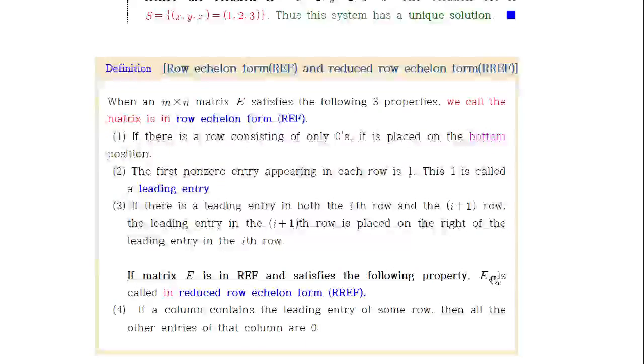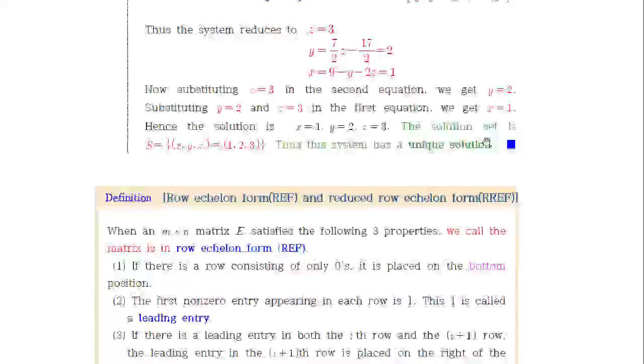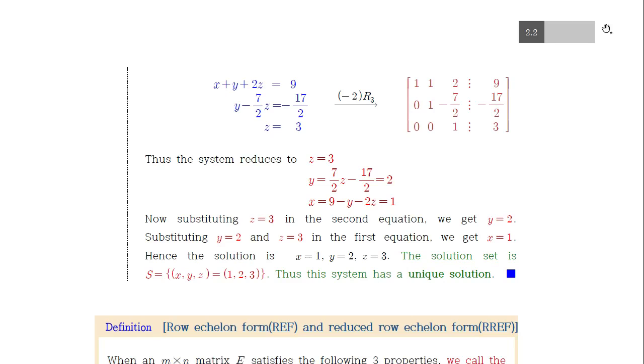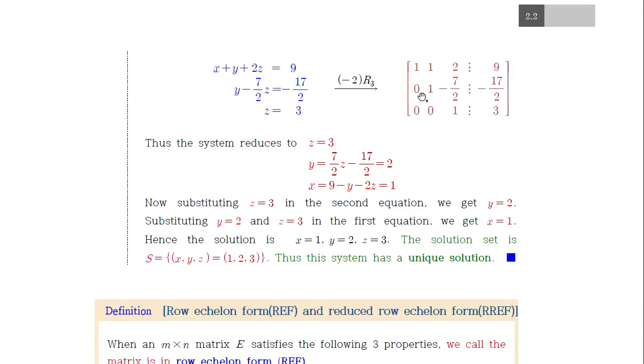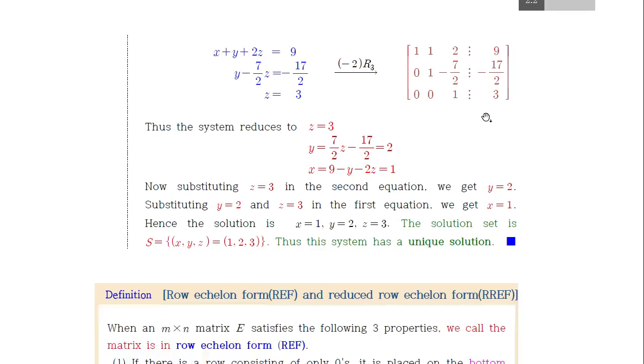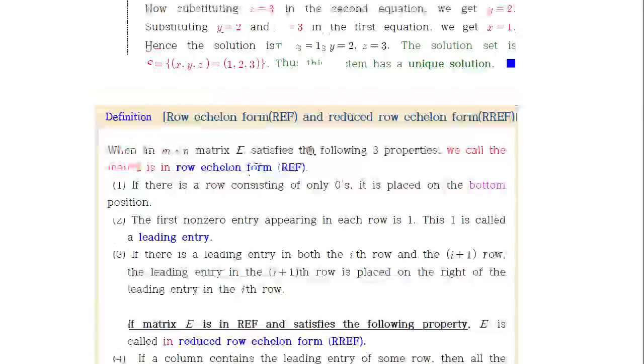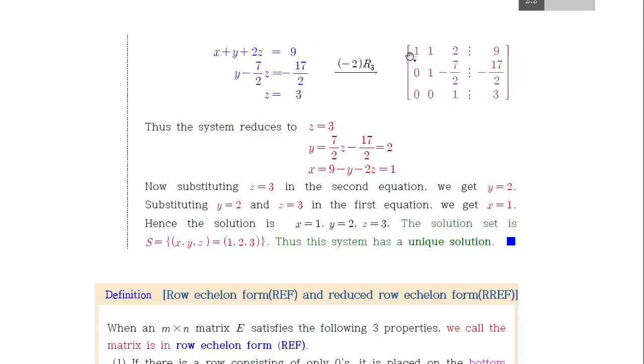So he thought about this special type of matrix, which gives us a very easy way to find the solution. So he gave a name for this form of a matrix, which is row echelon form. As you see here, the first non-zero entries of each row start first, like this, in a stairway form. Okay?